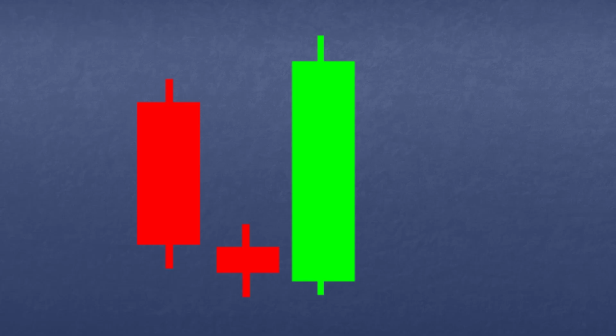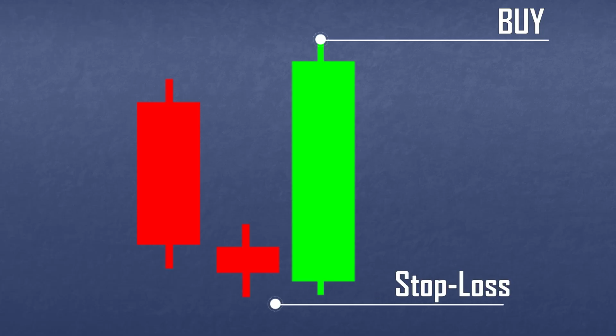How to trade the Morning Star pattern. Entry point: place a buy order above the high of the third green candle. Stop loss: set below the doji candle for risk management. Confirmation: use support levels, moving averages, or trend lines to validate the signal.